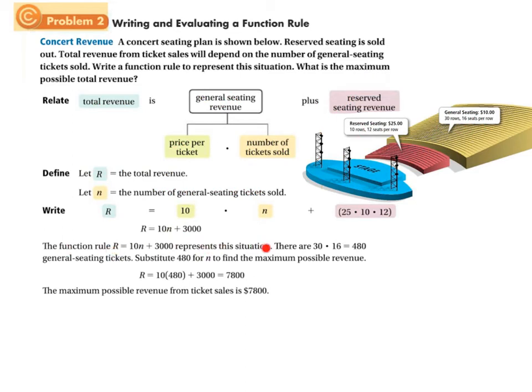So the function rule represents the situation. And because we calculate here, there are 30 rows of 16, there are 30 rows times 16, or 480 general seating tickets available to be sold. So if we substitute that into the equation, we find out that 10 times 480 is $4,800 that could come from here. That 4,800 plus this 3,000 from the reserved is 7,800. That's the maximum they could sell. That'll sell it out. So the maximum amount that they could bring in is $7,800.